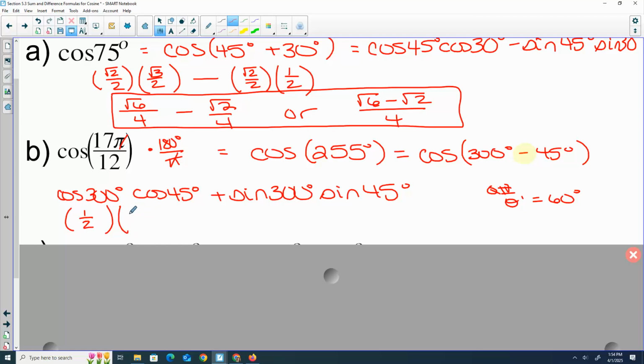Cosine of 45, that's just in the first quadrant, so just a hand trick, radical 2 over 2. Sine of 300. In quadrant 4, sine is negative, sine of 60, radical 3 over 2. And sine of 45 is radical 2 over 2.